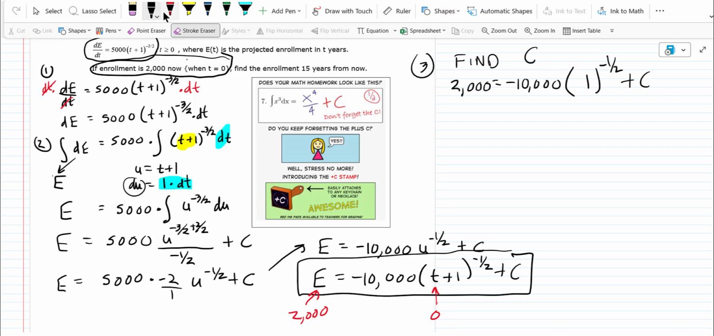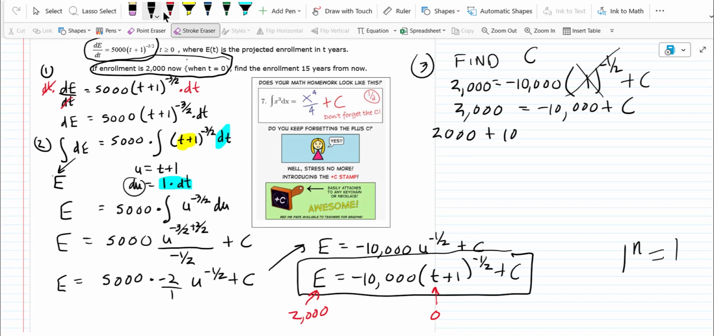We can solve that equation for c pretty easily. The nice thing is 1 to any power is 1. You don't have to work that out. 1 to any power is 1, so you can just cross that out if you want to. So we have 2,000 equals negative 10,000 plus c. Now what we do is just add 10,000 to both sides. You can do that in your head if you want to. I'm okay with you doing that last step in your head. So you would end up getting c equals 12,000 like that.